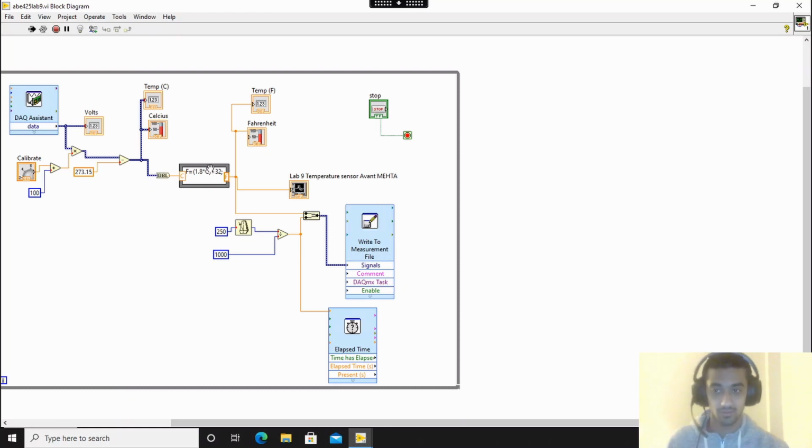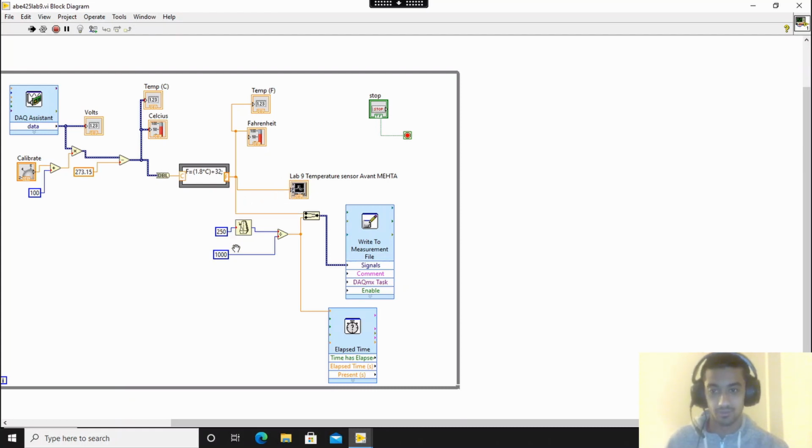In the function block, we have a Fahrenheit value equals 1.8 times Celsius value plus 32. And then we have the Fahrenheit output that gets outputted to the Fahrenheit scale value as well as the numeric reading and the temperature sensor graph.